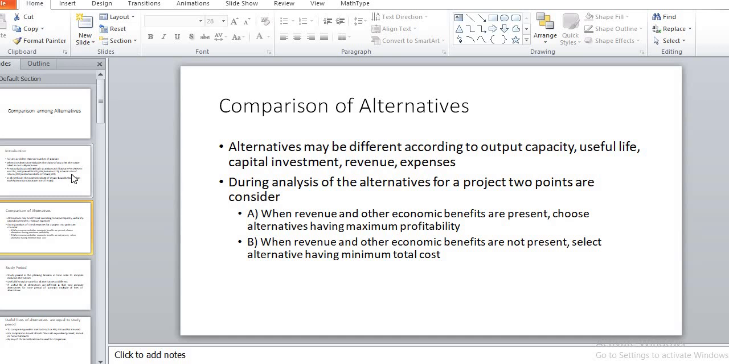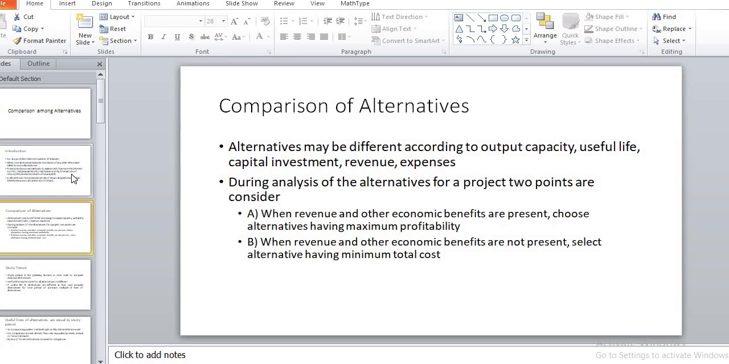During analysis of these alternatives or projects, two points are considered. We can compare on these two cases. First, when revenue and other economic benefits are present, we choose the alternative having maximum profitability. And second, when revenue and other benefits are not present.